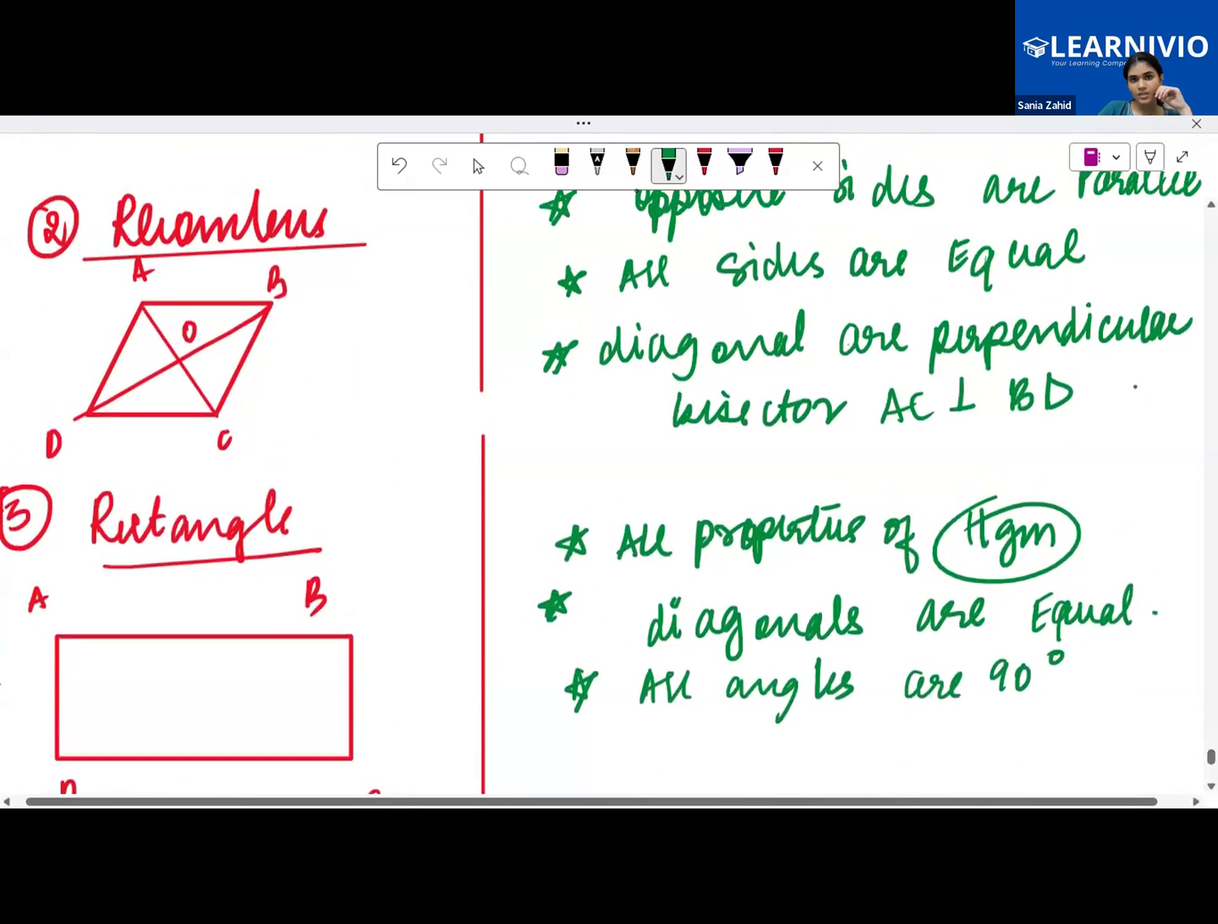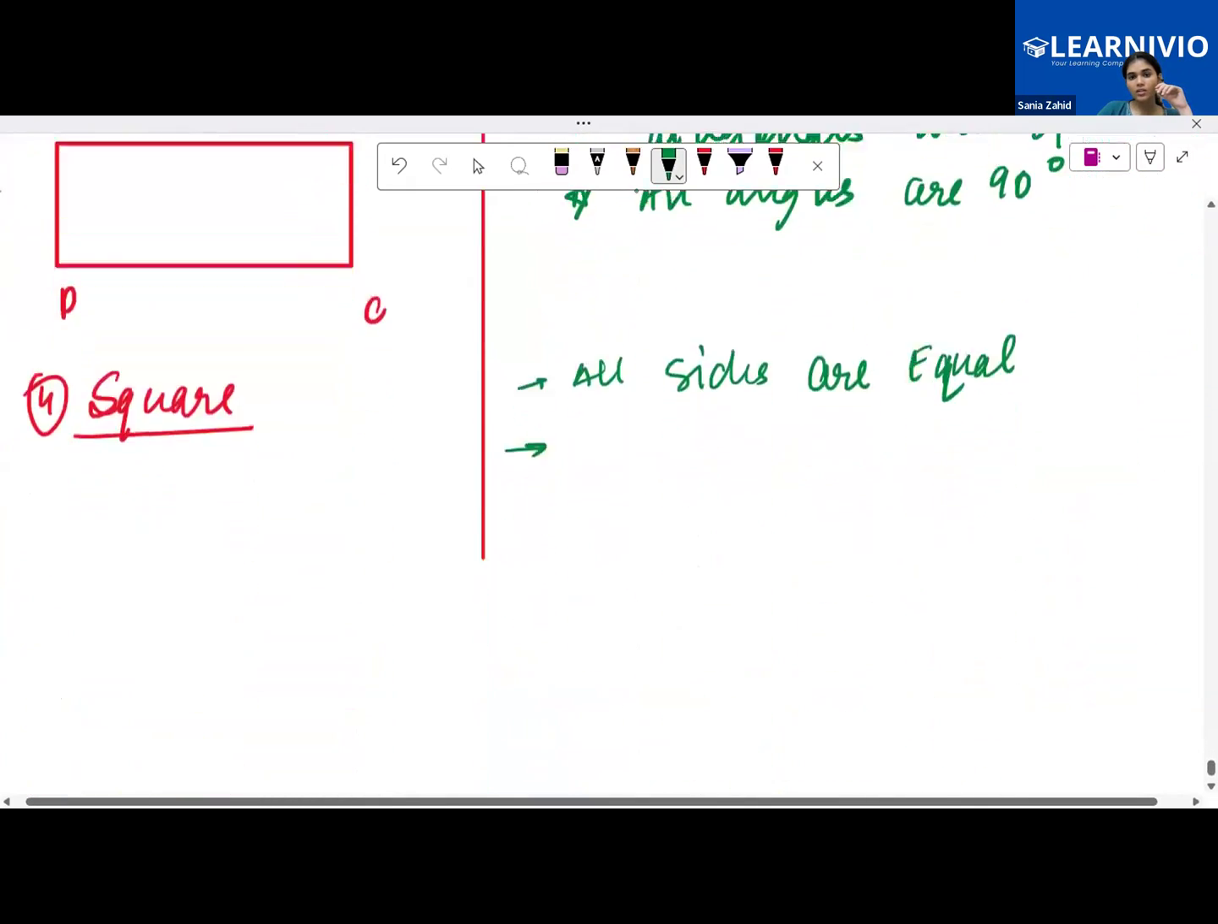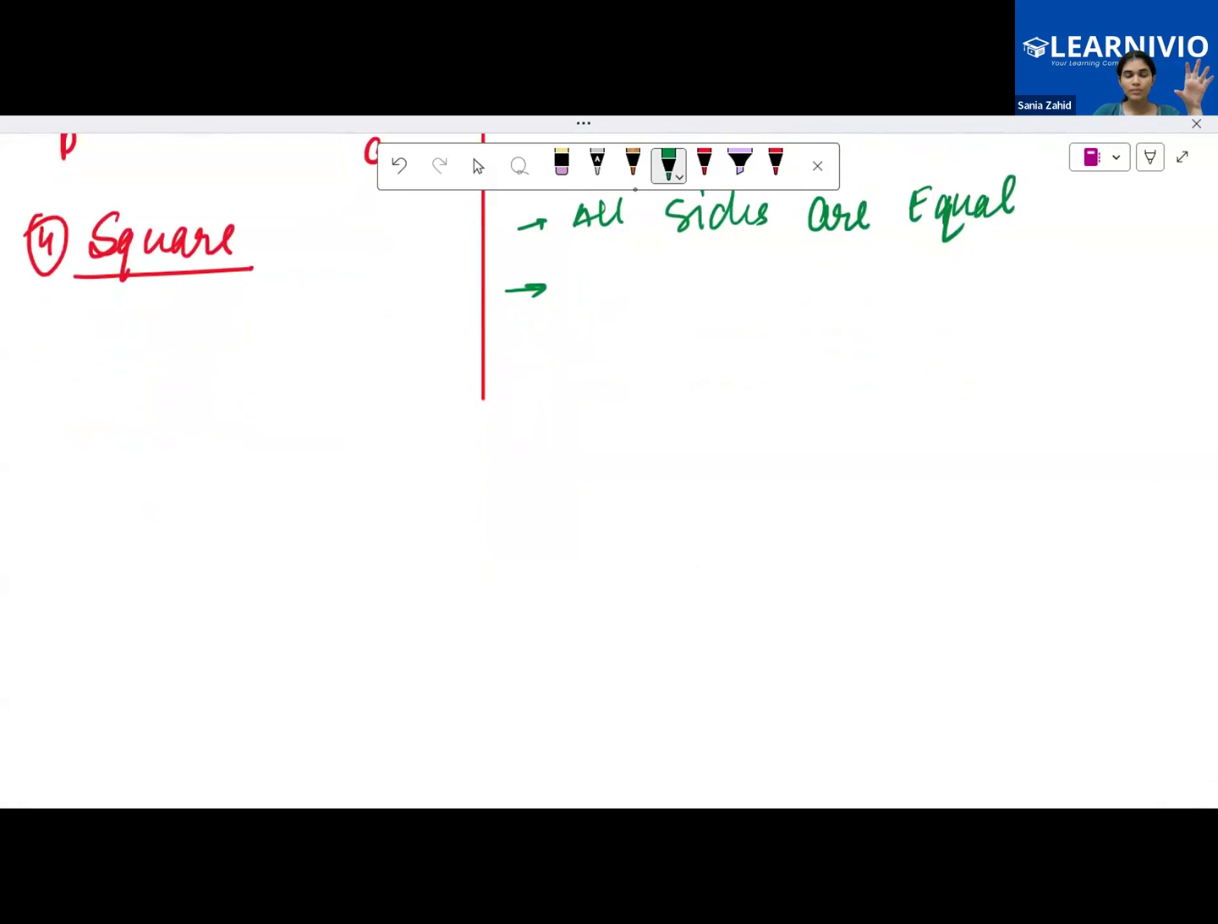Yes, ma'am. See, in a parallelogram opposite sides are parallel, in a square also opposite sides are parallel, the diagonals bisect each other, here also diagonals bisect each other, opposite sides are equal, here also opposite sides are equal. In a rhombus all sides are equal, here also all sides are equal. The diagonals perpendicularly bisect each other, here also the diagonals perpendicularly bisect each other. Then for a rectangle, diagonals are equal, here also diagonals are equal.